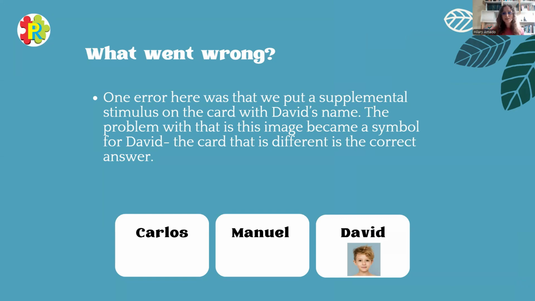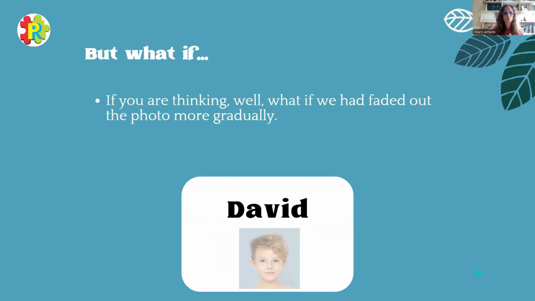What this means is that David didn't even have to look at the written names. In fact, he didn't even have to recognize that it was a photo of himself. As we can see when we remove the photo, David no longer, quote unquote, recognizes his name. And this was because he never learned to recognize his name in the first place.